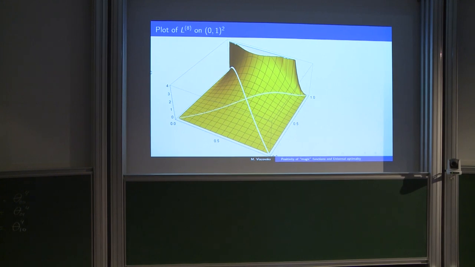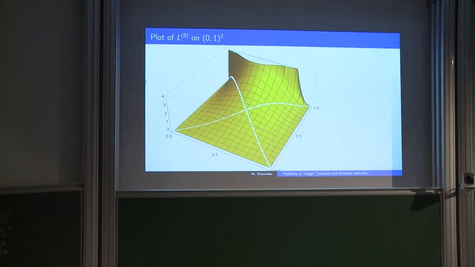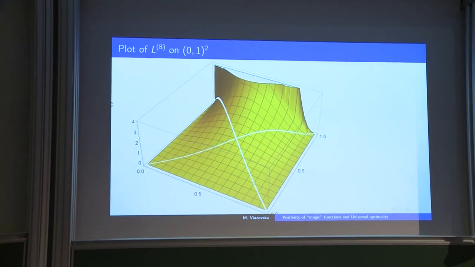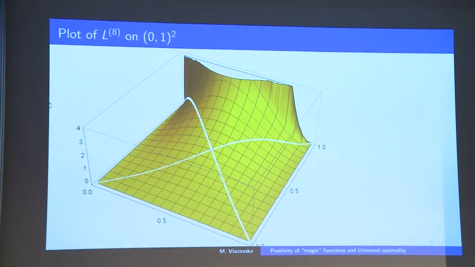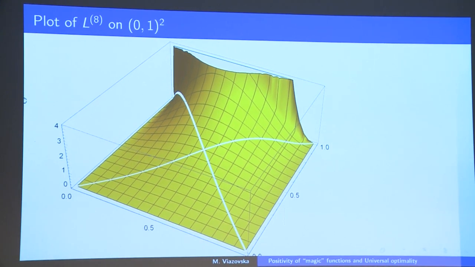So maybe the boundary is because of this logarithm, I think. Yeah, but I don't know. Can the boundary count as a critical point? No, just inside. If there is no minimum inside, I think it will prove that this is positive. Yeah, it will be just one.